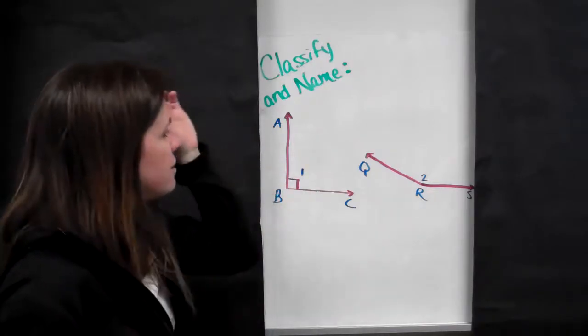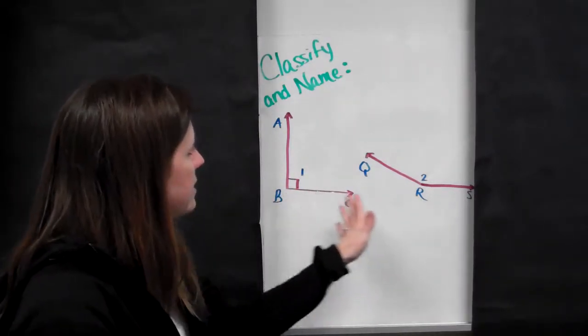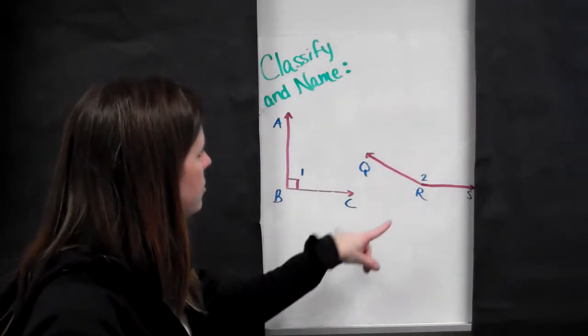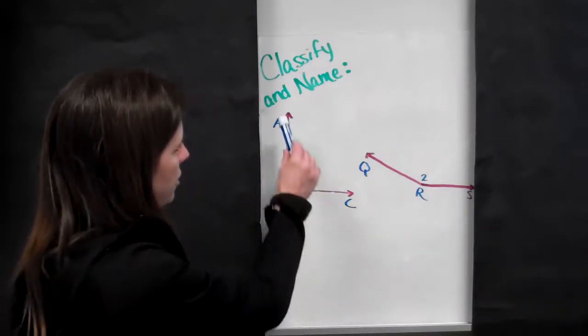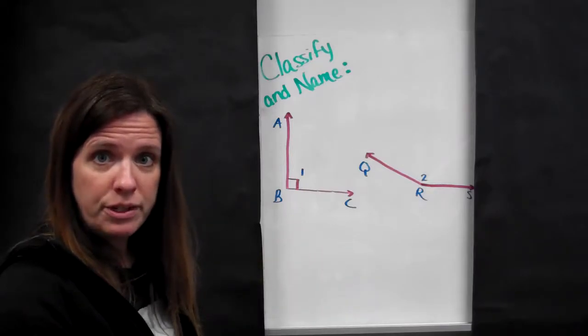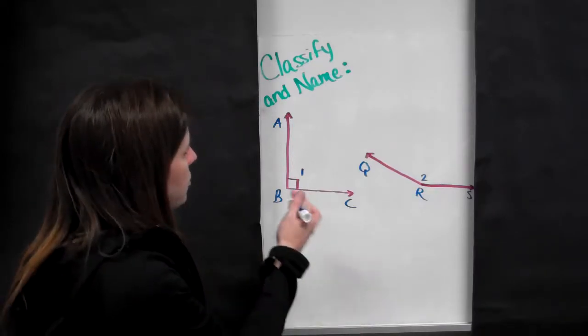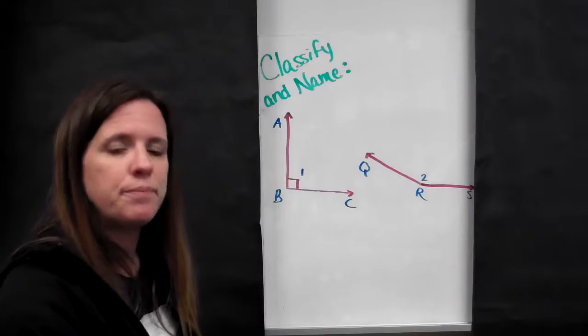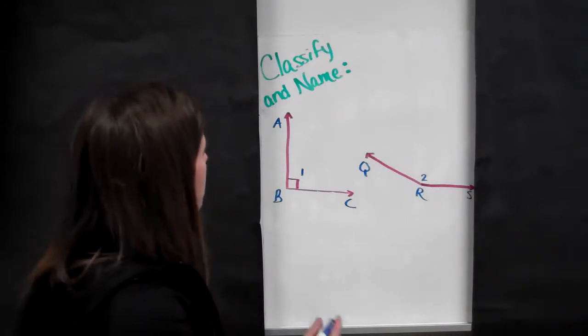Okay, let's classify and name. So you're going to see angles set up like these two here. Let's start with the one at the left. There are letters on the side, or there can be numbers near the angle, near its vertex. Okay, so there are 4 ways that we can name these angles. We can use the letters or the number.